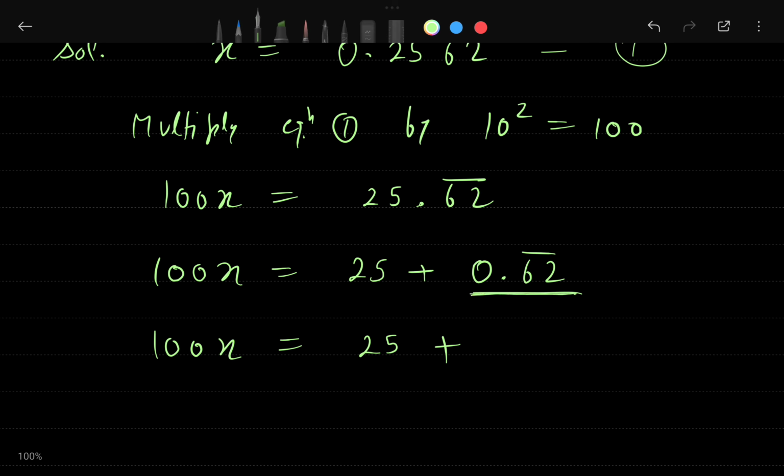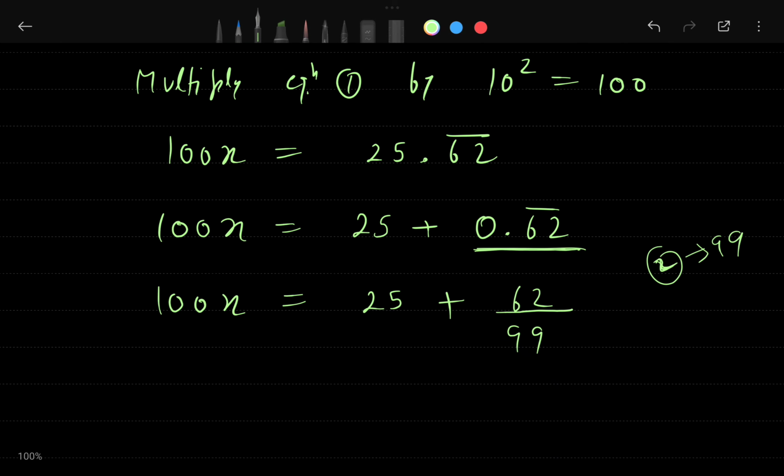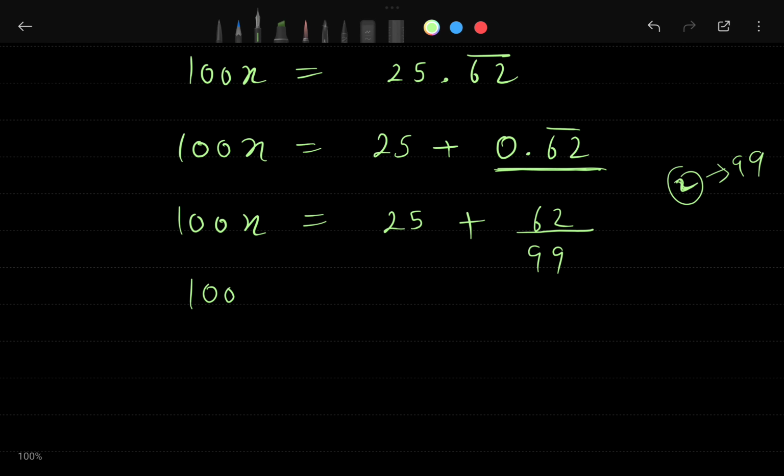Okay, because there are only two digits after the decimal and both the digits are being repeated, this is pure recurring. Now we will apply the rule. What was the rule? Just write the digits below the bar in the numerator, that is 62, and in the denominator we write that many 9s, the number of digits below the bar. There are two digits below the bar, so two 9s in the denominator. Now solve it and you will get your answer.